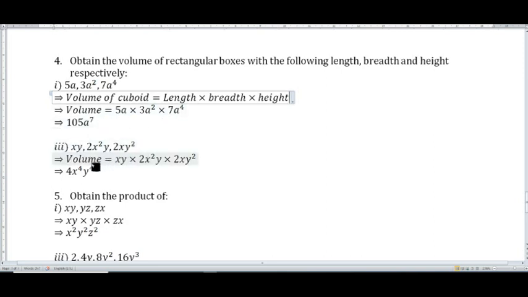Like that. In the same way here in question number 3, sub number 3, xy, comma, 2x squared y, comma, 2xy squared. In order to find out the volume here, you have to multiply all these. So xy into 2x squared y into 2xy squared. So the numerical coefficient here is 1, 1, 2 are 2, 2, 2 are 4. 4, how many x are there here? 1 is there here, 2, 3, and 4. x to the power 4. How many y's are there? 1, 2, 3, 4. So x to the power 4, y to the power 4 is there.